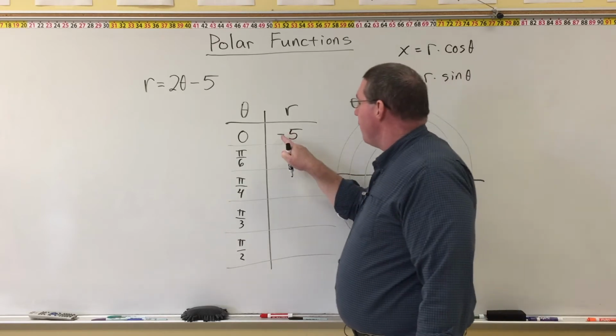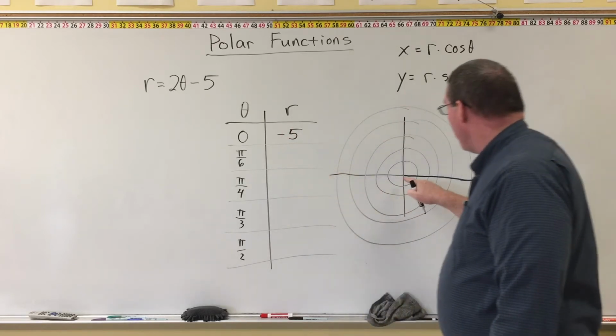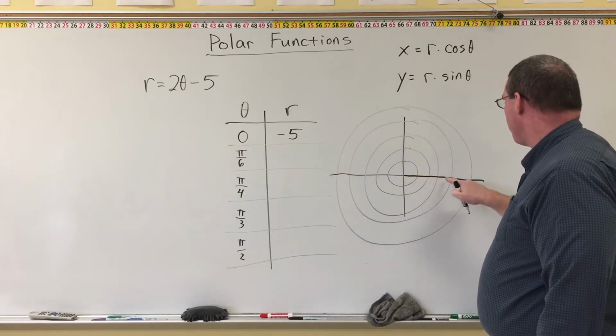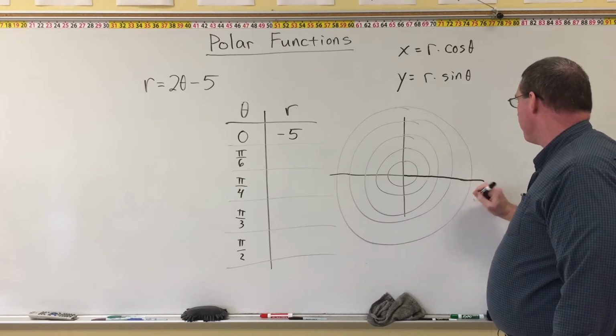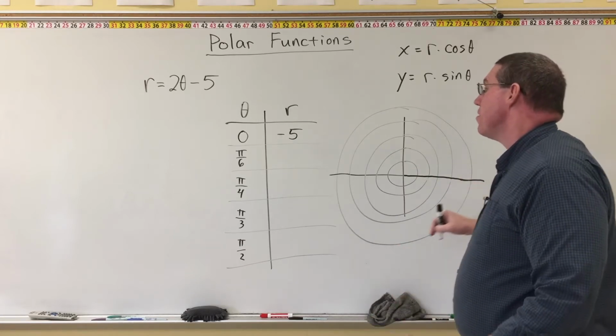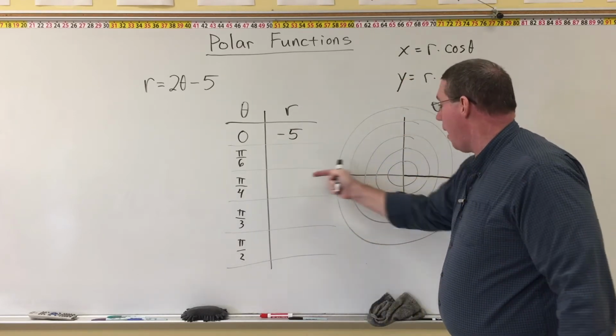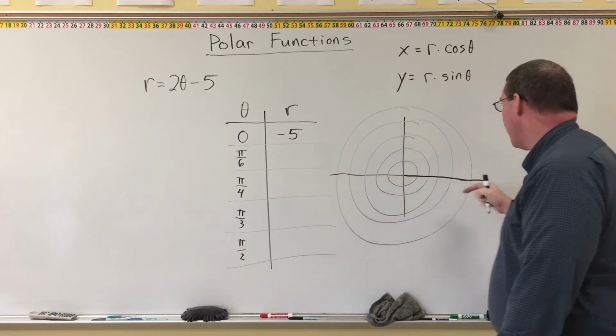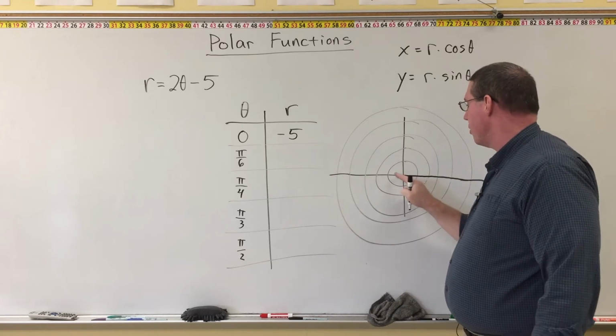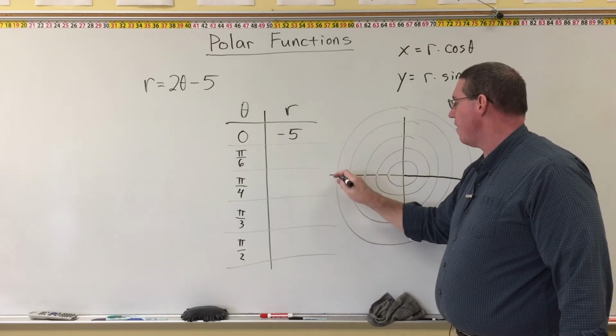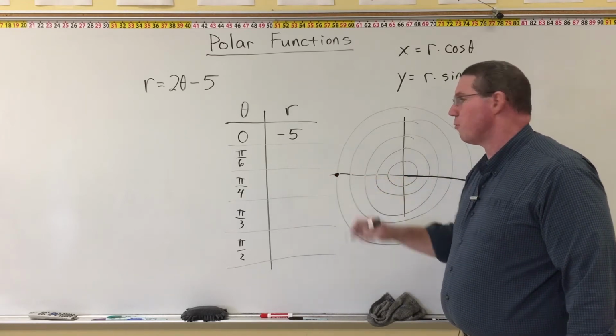And so if this said 5, then what we would do is we would go out 1, 2, 3, 4, 5, and we would plot a point right here. Except this isn't 5, this is -5. And so what that's telling you to do is go in the opposite direction. Instead of going to the right, we're going to go to the left, and we're going to go 1, 2, 3, 4, 5, and we would plot a point right there.